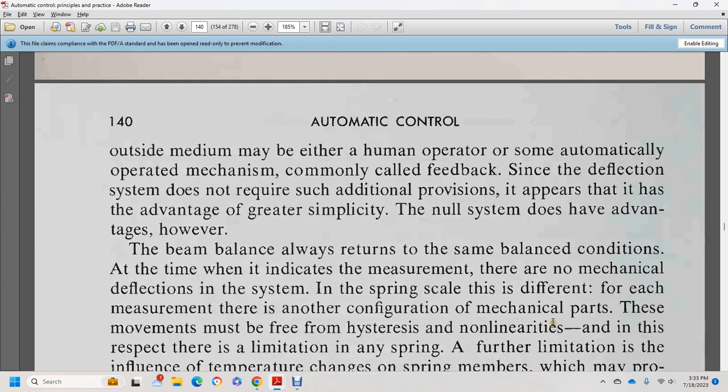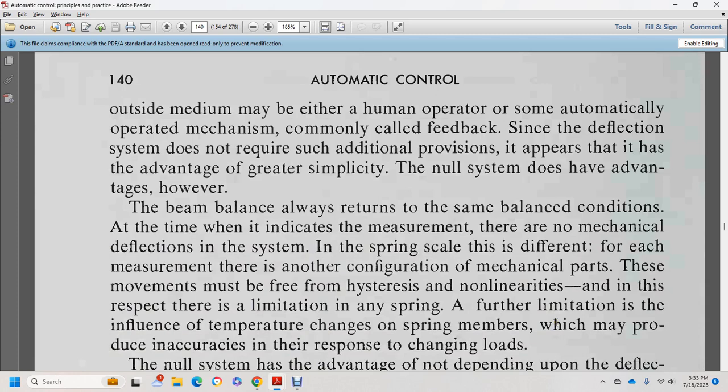However, the beam always returns to the same balance condition at the time of the indicator measurement in the null system, with no mechanical deflection. In the spring scale, the deflection is different for each measurement and depends on the configuration of the mechanical parts.